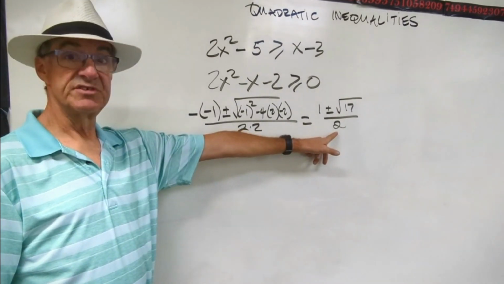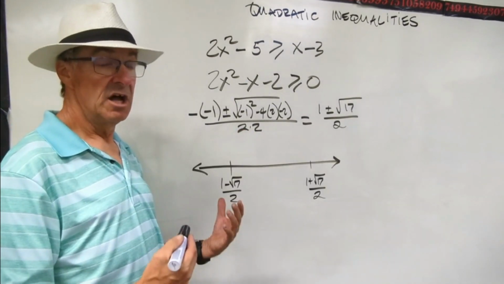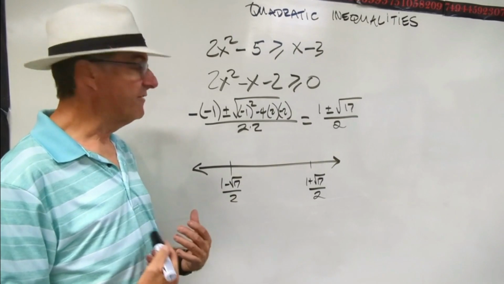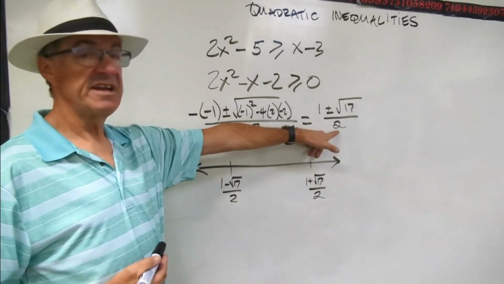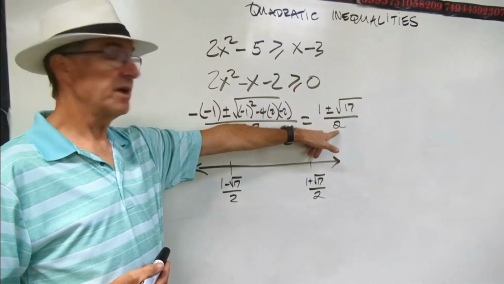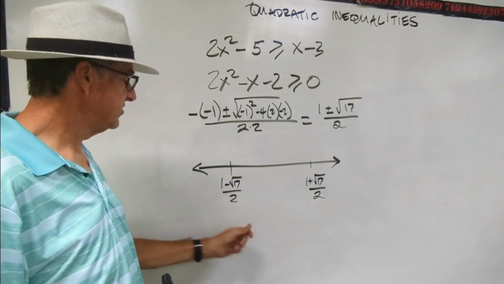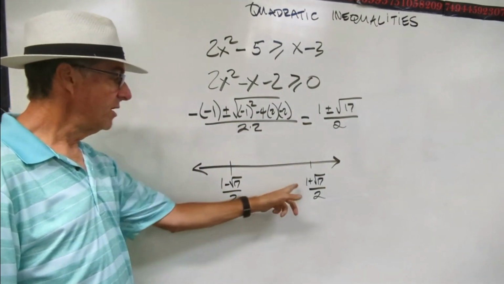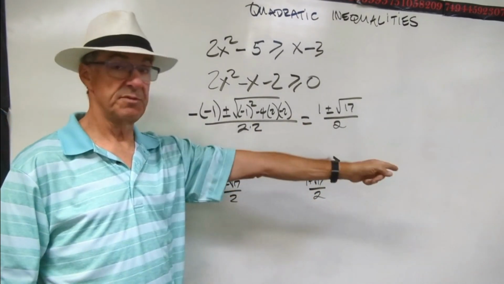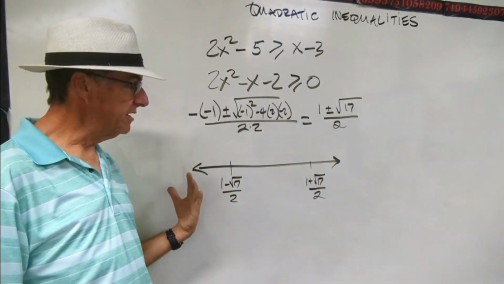So now I want you to make that number line we did in the last example using our solutions there. Okay, that's actually a little easier than you might have thought at first. You don't need to find out what the decimals are for these two answers. All you need to do is realize that the 1 minus root 17 over 2 is smaller than the 1 plus root 17 over 2, which would be bigger. So there's my number line.